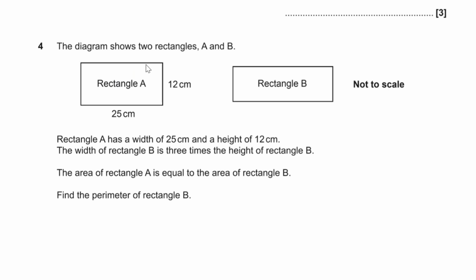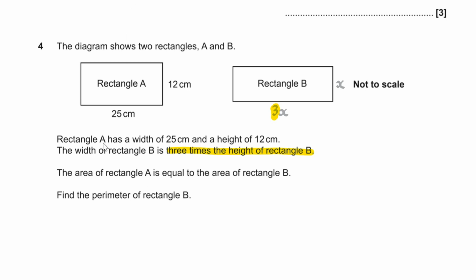Question number 4. The diagram shows two rectangles A and B. We've got rectangle A with dimensions 25 centimeters and 12 centimeters, and we've got rectangle B over here. Rectangle A has a width of 25 centimeters and a height of 12 centimeters. The width of rectangle B is 3 times the height of rectangle B, and the area of rectangle A is equal to the area of rectangle B. We have to find the perimeter of rectangle B. Well, over here, if this is x, this over here will be 3x, and the reason we multiply by 3 is because of this statement over here.